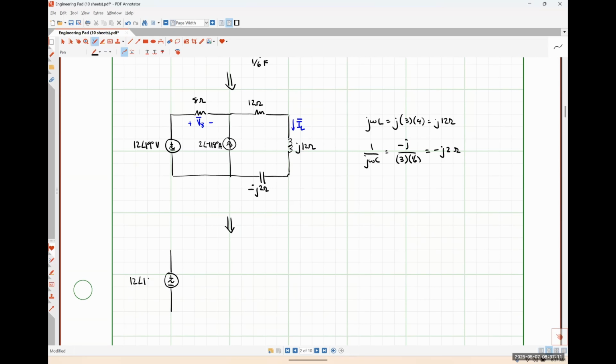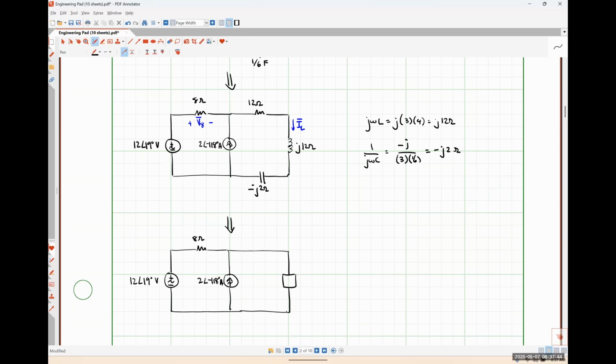So here's 12 angle 19 degrees volts. Here is an 8 ohm resistor. Here's 2 angle negative 118 degrees amps. And now I'm just going to put those 3 impedances in series, and I'm going to replace them with a single generic impedance. So I'm using the generic circuit element model, just a box.